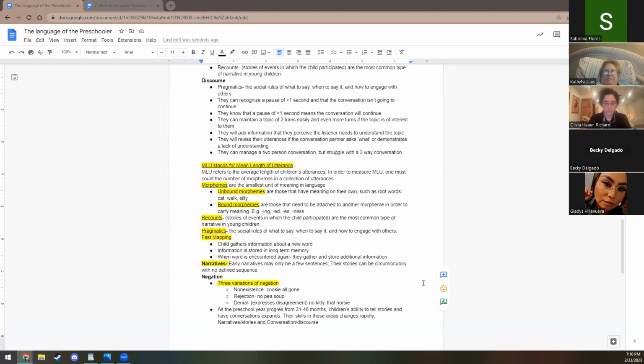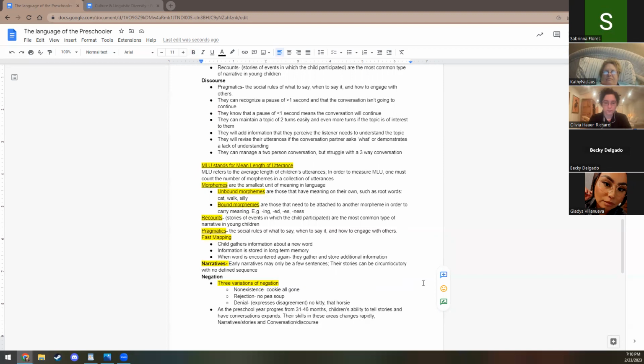And then you have negotiation, and there are three types. You have non-existent, rejection, and denial. So non-existent is cookie all gone. Rejection is no pea soup, meaning that they don't want it. And then denial is to express disagreement, where they say, no, that's not a kitty, that's a horsey.